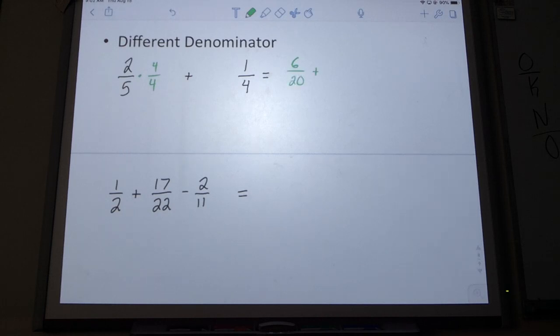Okay, and then we're going to add that to something. What are we going to multiply the bottom of the next fraction by? What does this need to be multiplied by? 5. Okay, so 5. And we have to multiply the top by that same thing. So that is 5 over 20. And now we can add them together easily. 11 over 20.